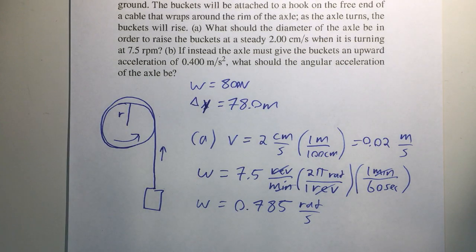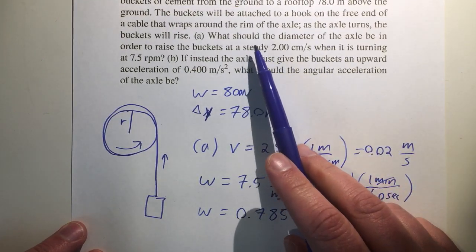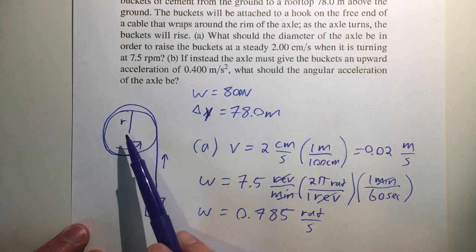Those are all just taking our given knowns and doing the necessary conversion factors. Now comes actually solving the problem. The problem wants us to find the diameter of this axle. So here's the radius.